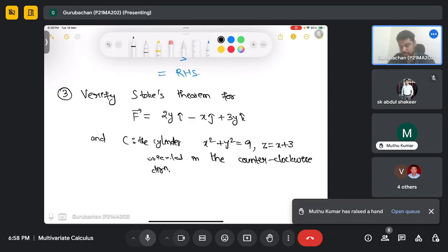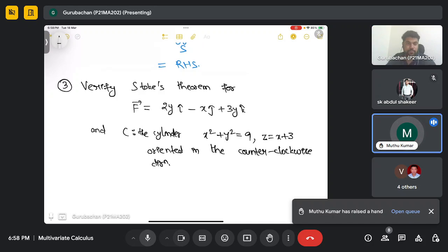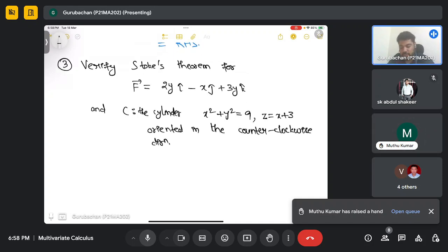Yes, please. Where the surface is open. How can you say that the surface is open? How can you verify Stokes theorem? Like, the surface must be open, I know. So what is the problem in this particular question? I'm asking that.